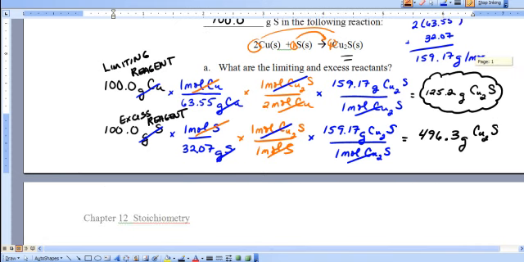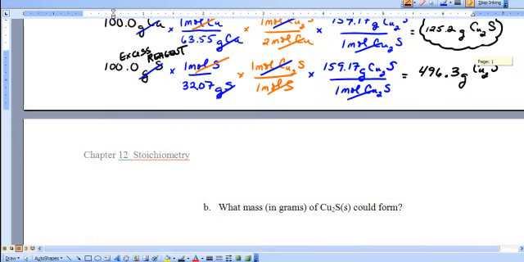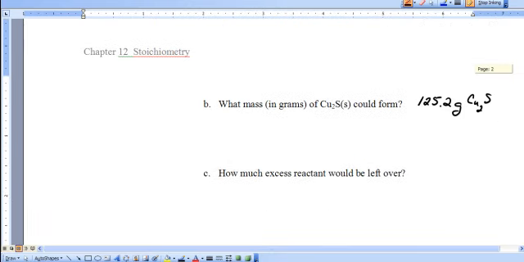Now the next question, as you flip over to the other side, it says, what mass in grams of Cu2S could form? Well, again, it's the copper that controls this reaction. It's going to be the 125.2 grams that could form. We say could because down the road we're going to show you why that might not form, but for right now, theoretically that could form. You can't get to the 496 because you don't have enough copper. And now the last question says how much excess reactant would be left over.